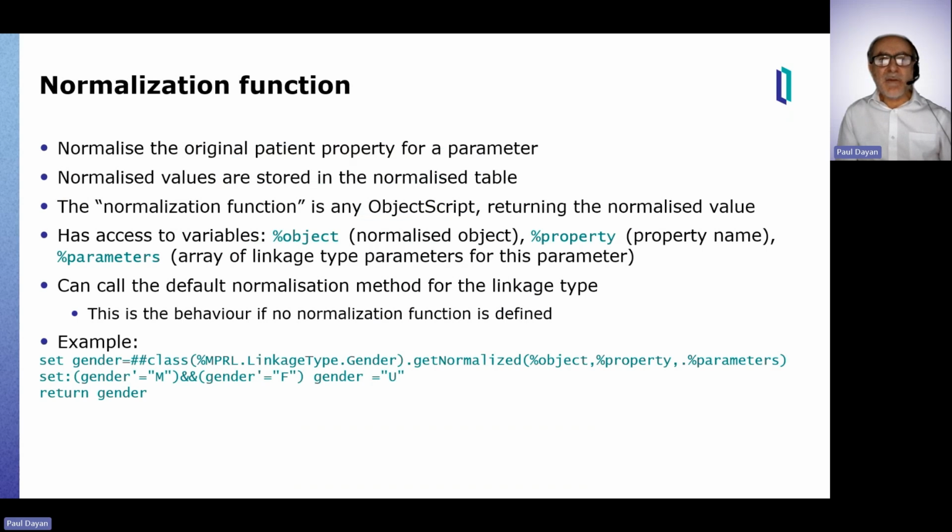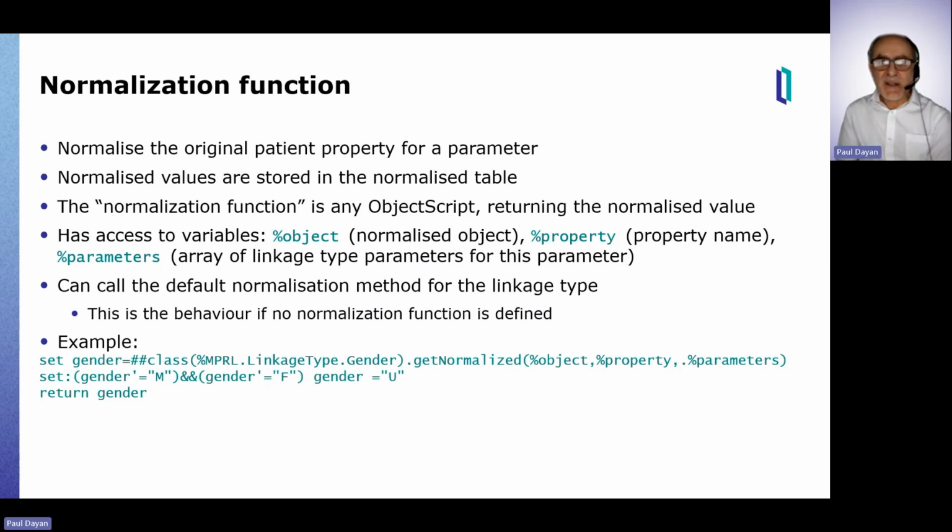The normalization function normalizes the original property value to get rid of any differences that should not affect matching, such as removing spaces from an NHS number. The normalized values are stored in the normalized table whenever a new or updated patient identity is received or the linkage data is rebuilt. If you leave the normalization function text box empty, the default normalization, if any, for the linkage type is used. You can override that default behavior with any object script in the text box.